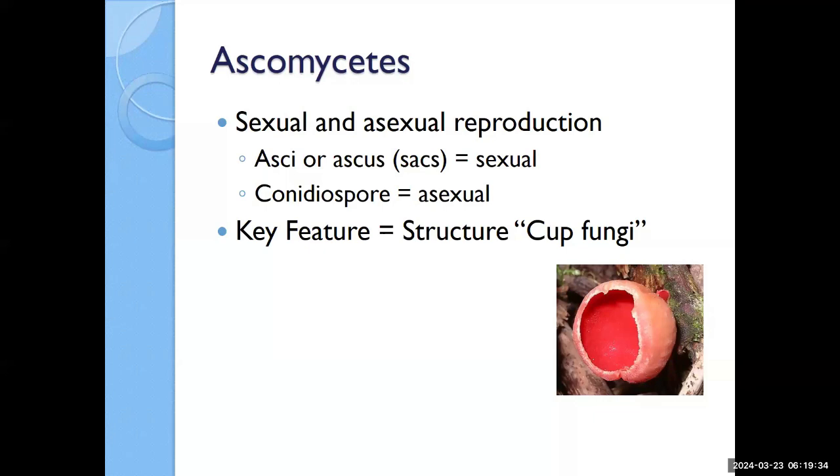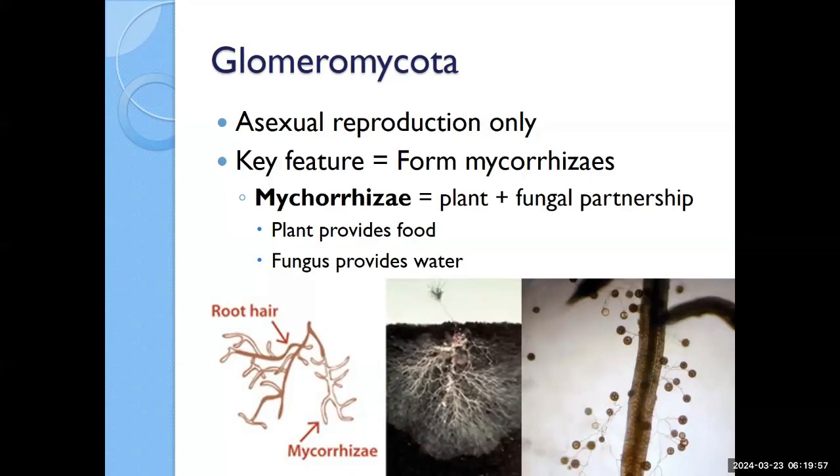The ascomycetes are another example of perfect fungi. When they reproduce sexually, they use ascus sacs. And when they reproduce asexually, their structure is known as a conidiospore. What makes them unique is that their overall shape exhibits a bowl or cup. The glomeromycotas are imperfect fungi, the only imperfect fungi.